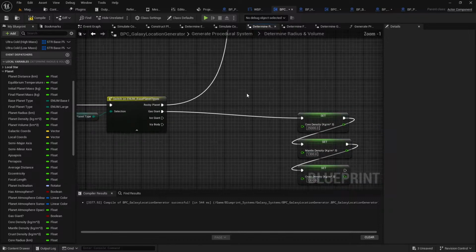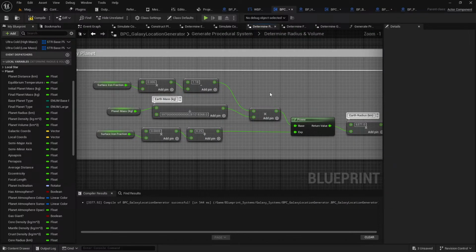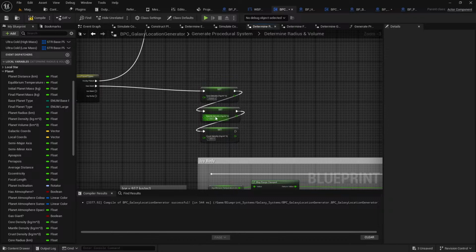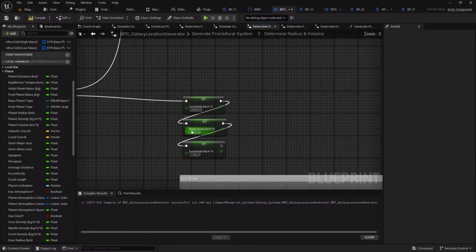And obviously that only really applies to terrestrial worlds. So for gas giants, we'll have to do the same as we were doing before.